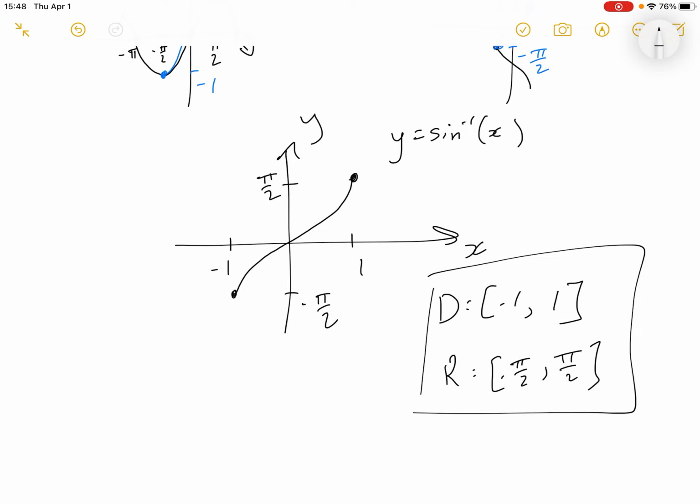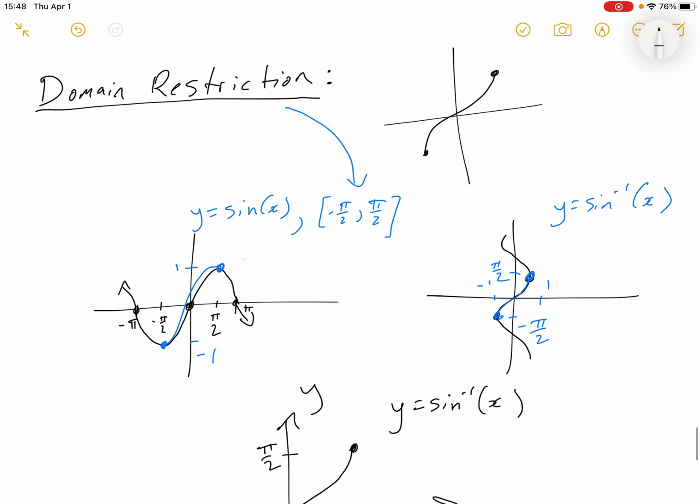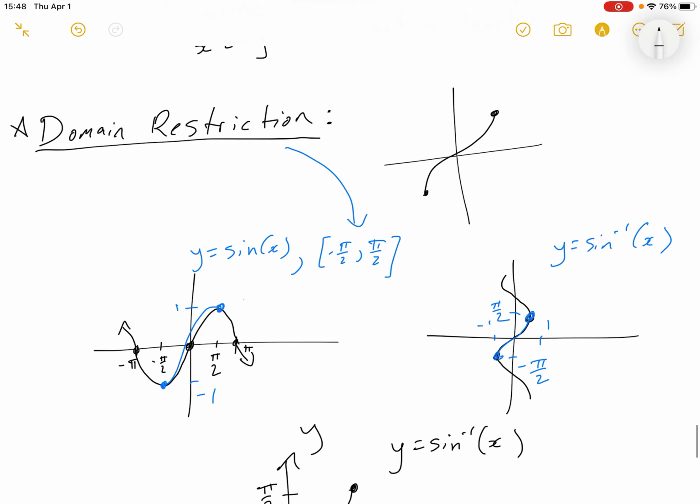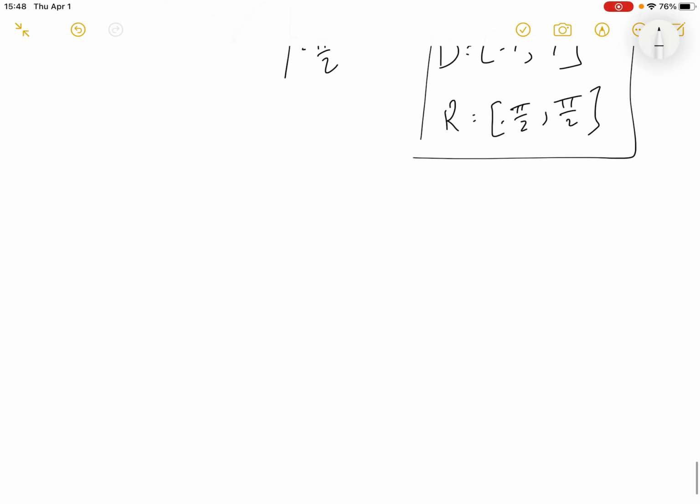Okay, now what I really want you to get out of this discussion right here is that the domain restriction is a really common technique used in math in order to come up with an inverse function, but I also want you to be able to recognize the sine inverse, and that's really it from this topic. I'm not going to ask you to do any more beyond this in pre-calculus. So let's go ahead and take a look at cosine and do the same thing.